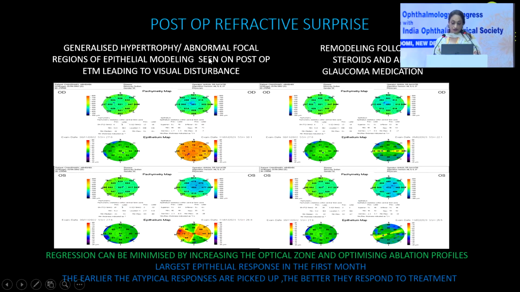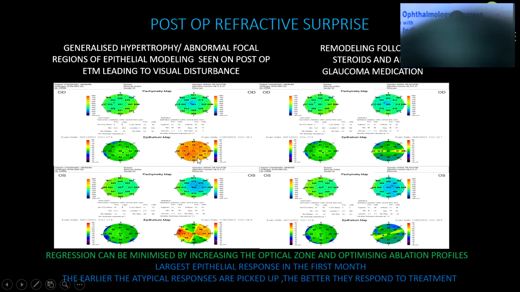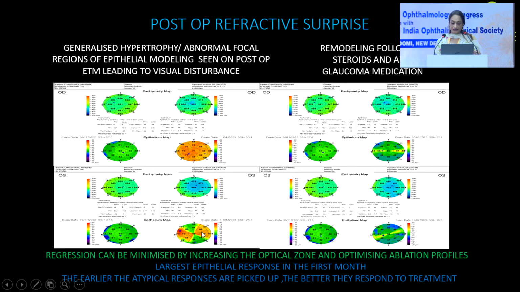So this is a patient of a post-op refractive surprise who presented to us about a month after LASIK with a sphere of -1 in the right eye and a cylinder of -1.5 in the left eye. The ETM showed generalized hypertrophy of the epithelium in the right eye and abnormal focal regions of epithelial remodeling in the left eye. So the patient was put on medical therapy with steroids and anti-glaucoma medication, and they typically respond very well to it.